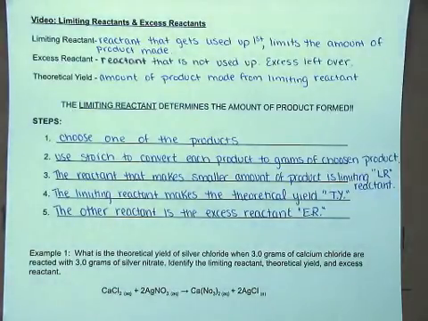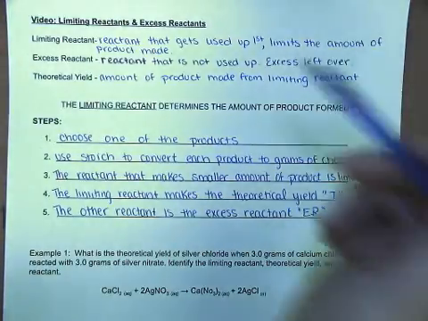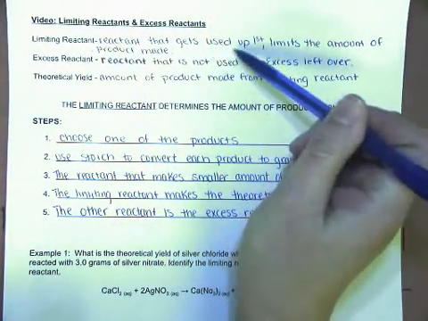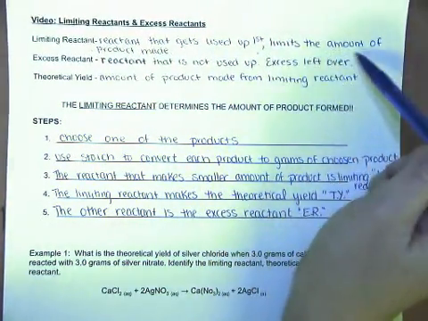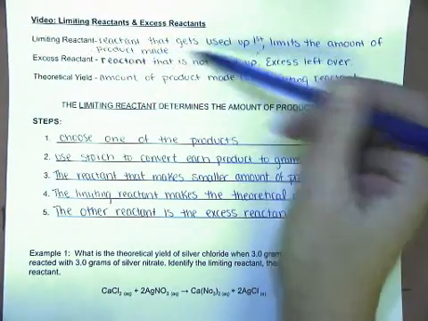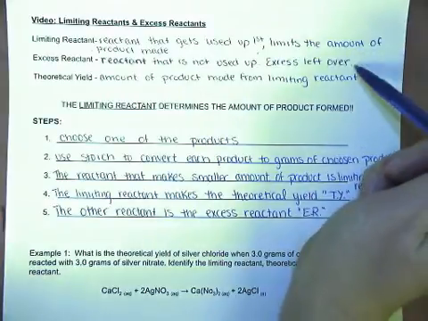This video is on limiting reactants and excess reactants. So before we can start, there's some new vocabulary that we need to know. The limiting reactant is the reactant that gets used up first, and it is going to limit the amount of product made. And the excess reactant is the reactant that is not used up, or excess is left over.